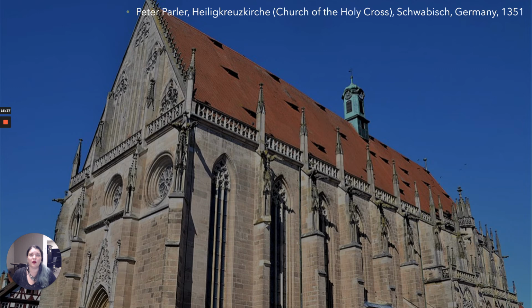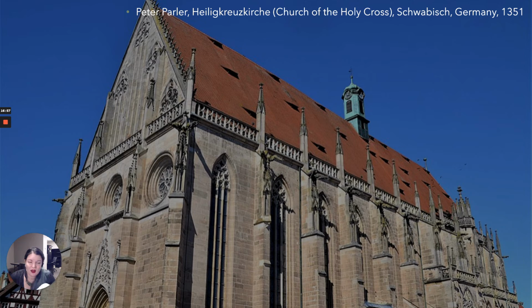Okay, this is a church designed by Peter Parler. It's the Heiligkreuzkirche, which is the Church of the Holy Cross. It's in Schwäbisch Gmünd, Germany, and you can see it's also a hall church. We can tell from the outside, right, that the nave and the aisles are the same height.